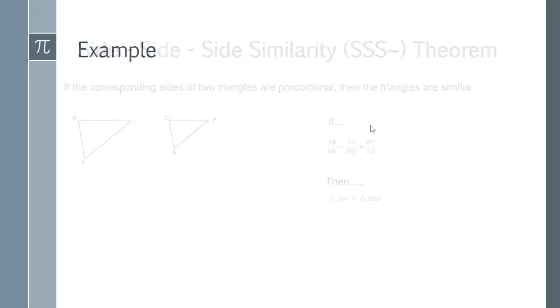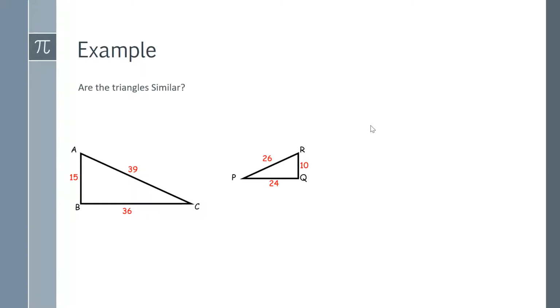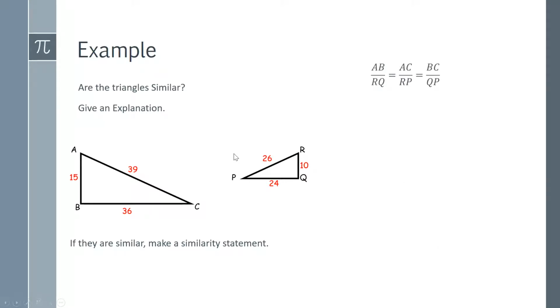So we're just going to show a problem for this one. This one's a little more difficult to show up in a proof without doing some other things. So we're just going to stick to problem solving on this one. So are these triangles similar? We're going to give an explanation and then we're going to make a similarity statement. So what are we going to do here? All we're given is information about the sides. So that means we're going to have to set up the ratios. So we're going to set up all 3 ratios.